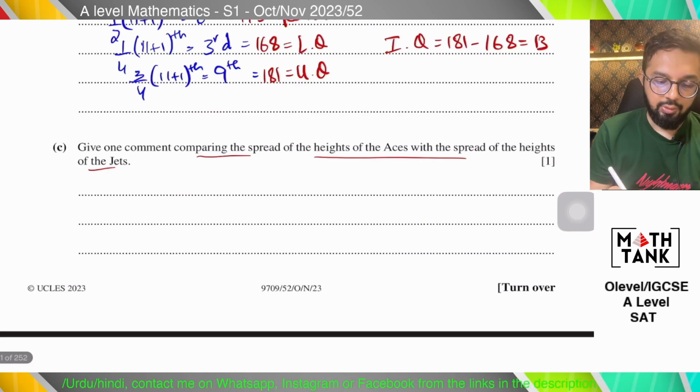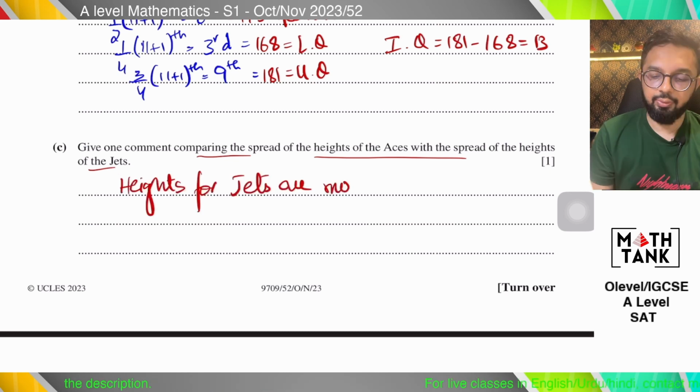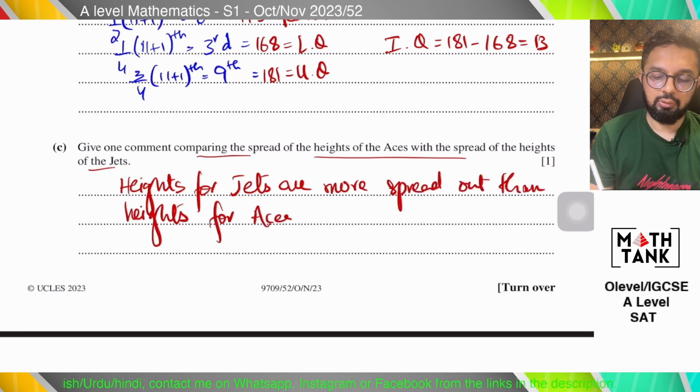So the heights for jets are more spread out than heights for aces. Okay.